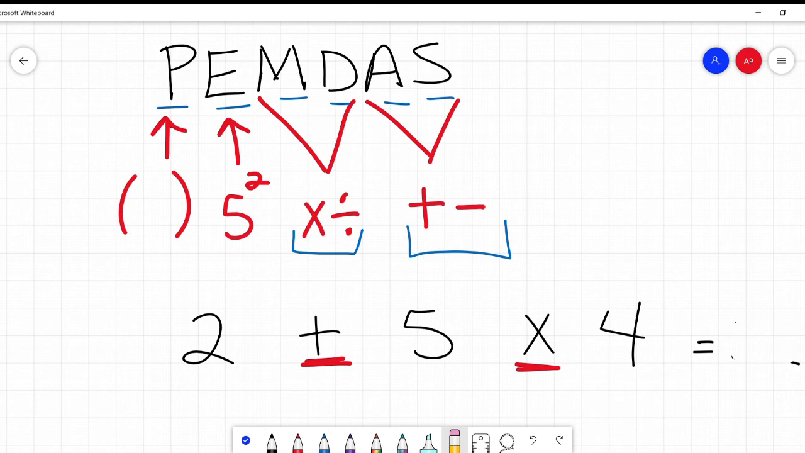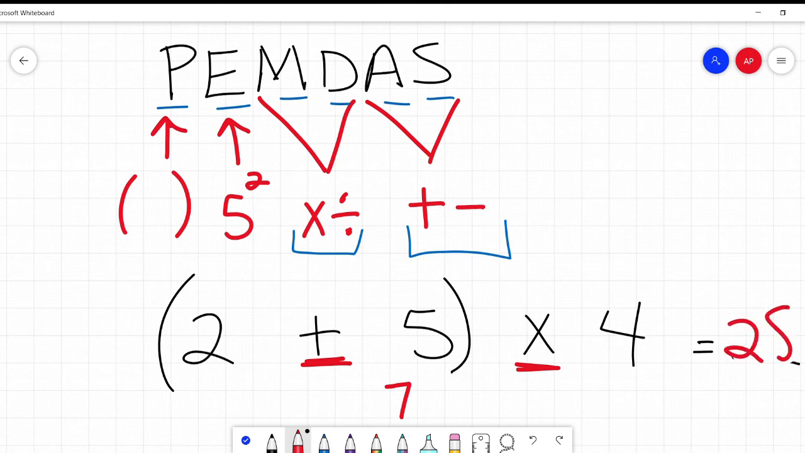Well, what if there are parentheses like this? That tells us even though this is addition inside, which normally comes after multiplication, you need to do it first. So in this case, it would be 2 plus 5, or 7, times 4 is 28. So there's our parentheses.